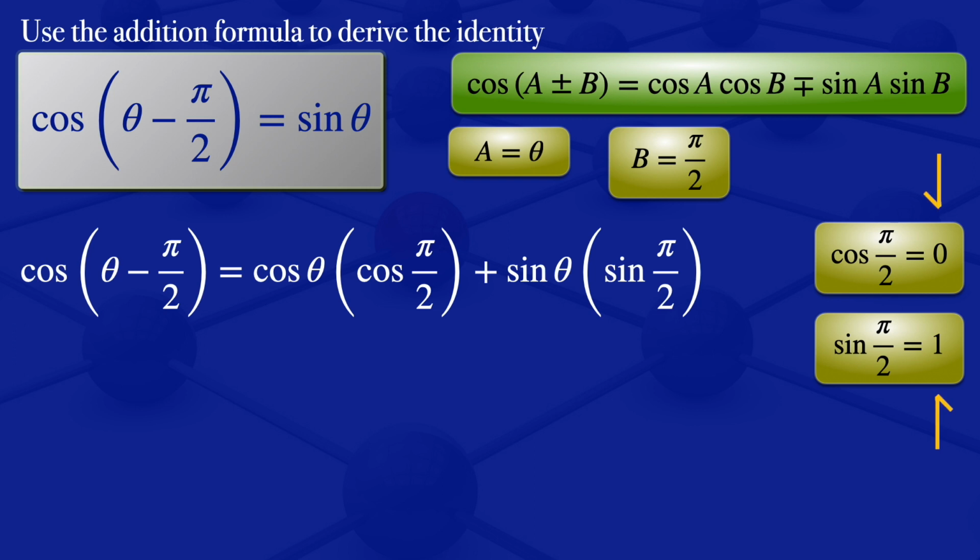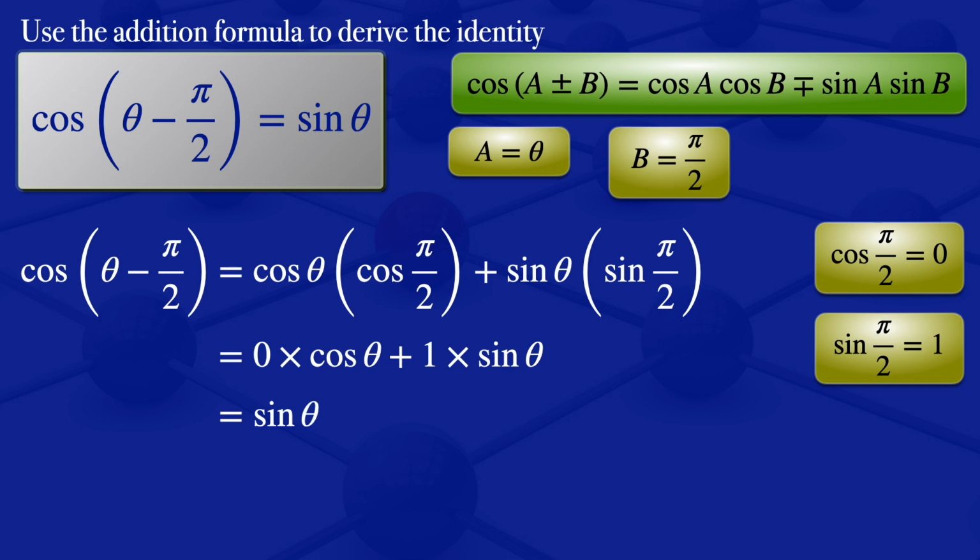So substitute these values here and we would have 0 times cosine of theta plus 1 times sine theta. But when you look at 0 times cosine of theta, the result there will be 0. Then 1 multiplied by sine theta will just remain with sine theta. So our result there will give us sine theta. So what we have there is cosine of theta minus pi over 2 is equal to sine of theta, which is the result that was required.